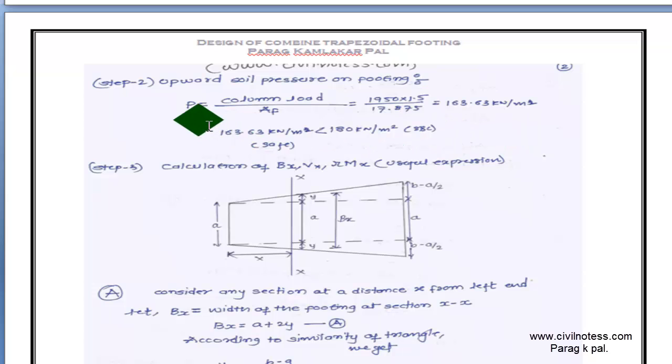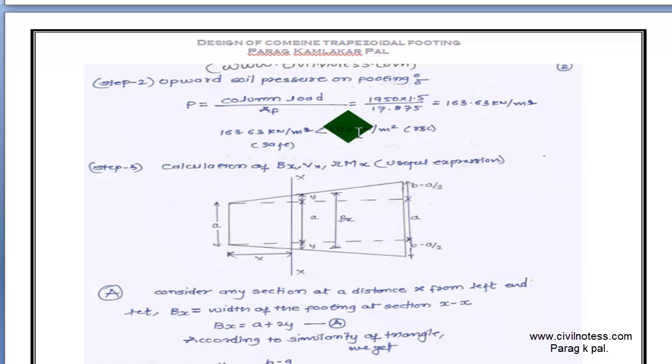For that we have a formula like this: P equals column load upon area of footing. Column load is the factored load you have to take. Area of footing is as calculated. P is 163.63, which is less than 180. 180 is our SBC, in kilonewton per meter square. So here it is the same.